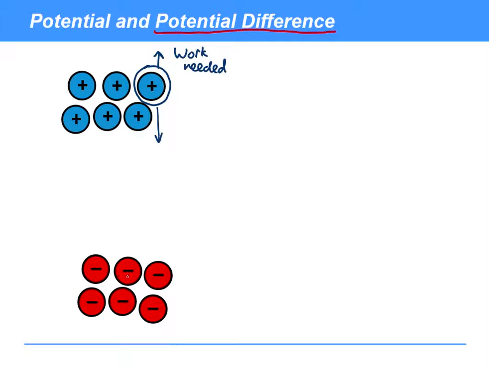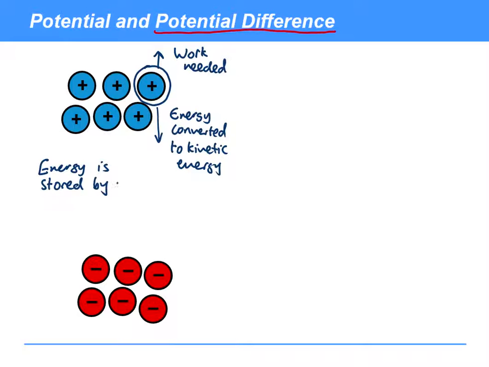some of the energy that's stored here is going to be converted to kinetic energy as the charge moves. So the key point here is that we have energy stored by separating charges. And that's known as electrical potential energy.